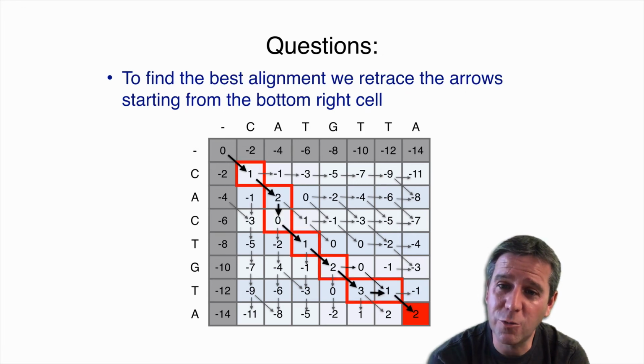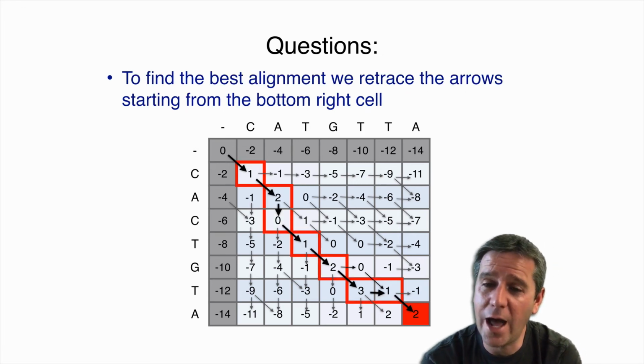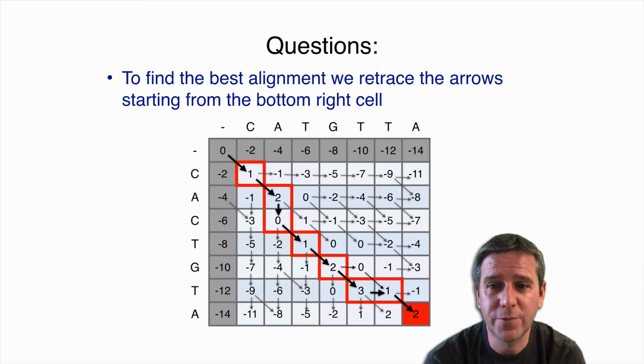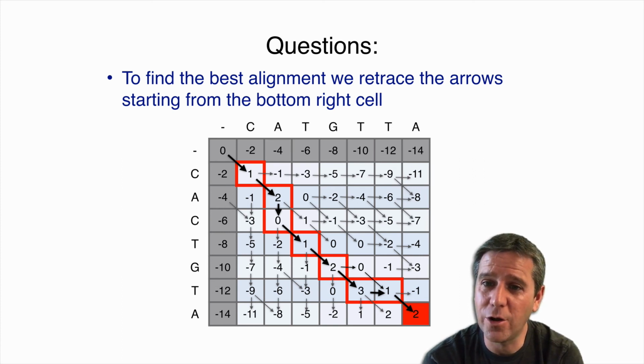Well, in this case, we just trace those arrows back from that happy place all the way back to the start, to the first cell. So here I'm showing one possible route in these red outlined cells, tracing them all the way back to the start.